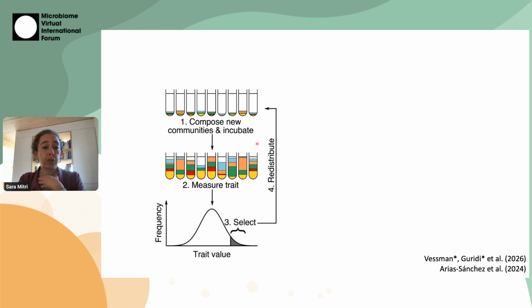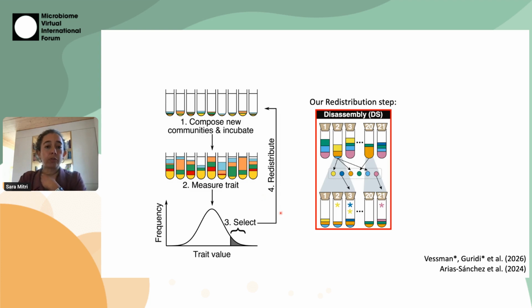And so our innovation was to rethink a bit this step number 4, this redistribution. So how do you create offspring communities from the most successful parent communities? And our approach was to disassemble the communities. So essentially to take out the winning species from each of these communities and then rebuild new communities that either were identical to the previous round's winning communities or had some mutations in species composition, meaning that sometimes we threw out a species, sometimes we added a species or exchanged a species, etc. And that way we could explore the space of possible species combinations.